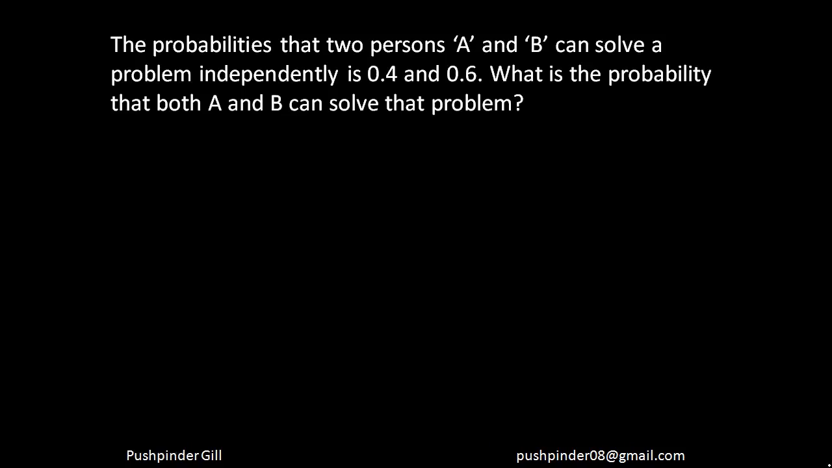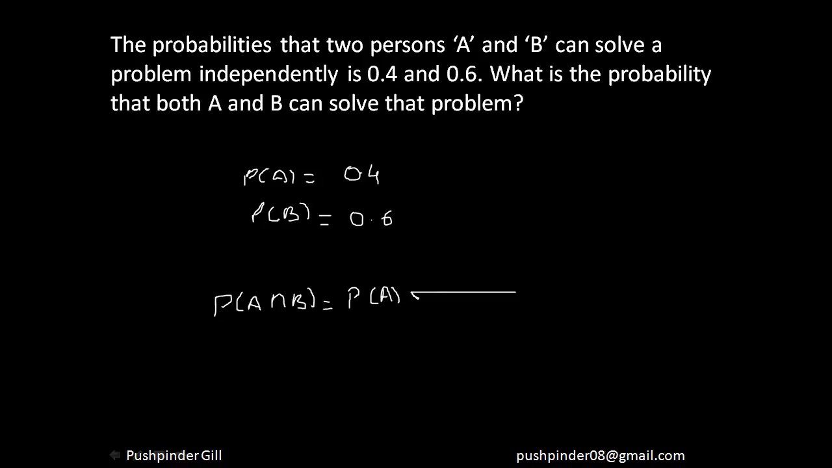Now let's move further and do a question over here. The probability that two persons A and B can solve a problem independently is 0.4 and 0.6. So what is the probability that both A and B can solve the problem? You can see from this question that the probability that event A is going to happen is 0.4 and the probability that event B is going to happen is 0.6. Now I have to calculate that both the events should happen together. That is nothing but the probability of A intersection B, which is equal to the probability of event A happening times the probability of event B happening.